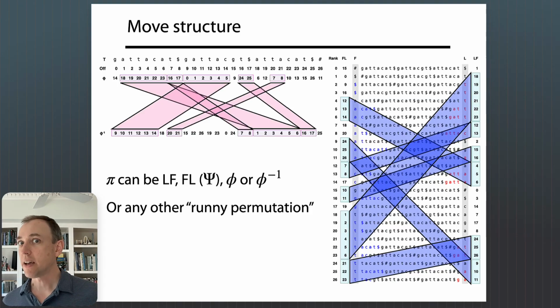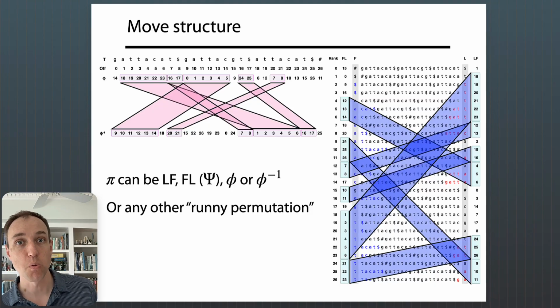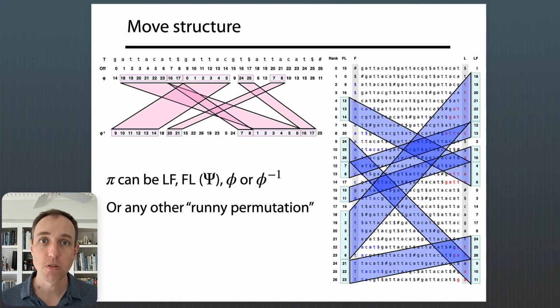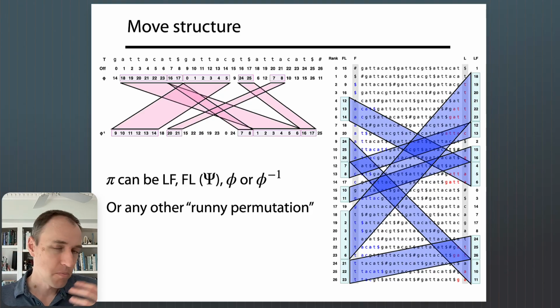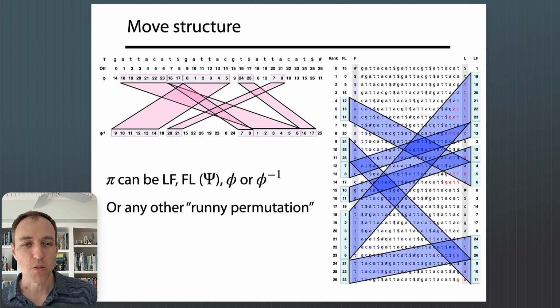It's usually the LF mapping. That's the most common of all the permutations that we use in practice when we're using these indexes. Sometimes, though, it's useful to go the other way and do the FL mapping. Likewise, sometimes it's useful to use the phi and phi inverse functions. Examples would be algorithms for computing longest common prefixes, or LCPs, either in lex order or in their permuted text order. Those often use phi and/or phi inverse, and can also use LF. So all of these permutations are going to serve some function in some algorithms that we use, perhaps for constructing indexes or perhaps for querying those indexes.